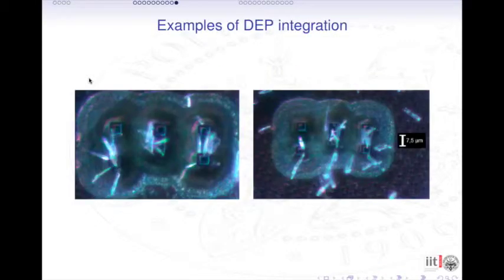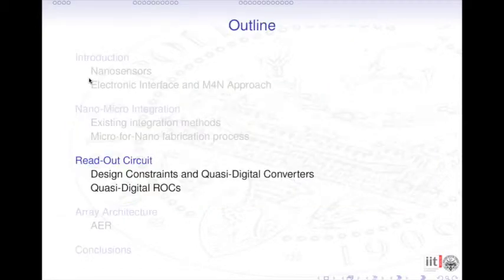This is a picture of the nanowires assembled on the 3 couples of microelectrodes. And then I will talk about the design of a low power readout circuit for being integrated in a high density array.